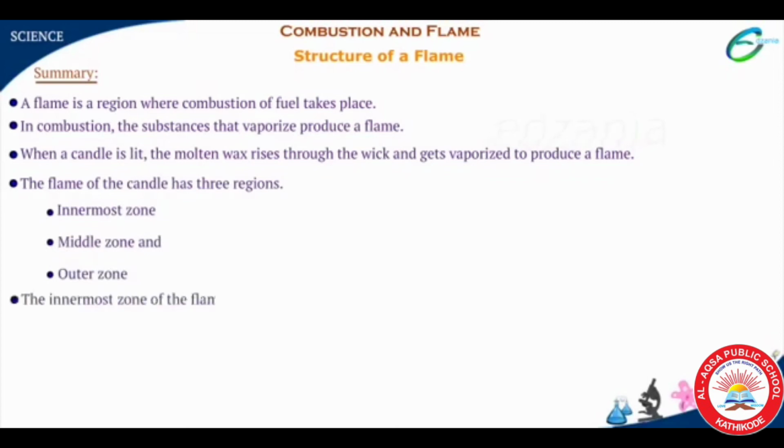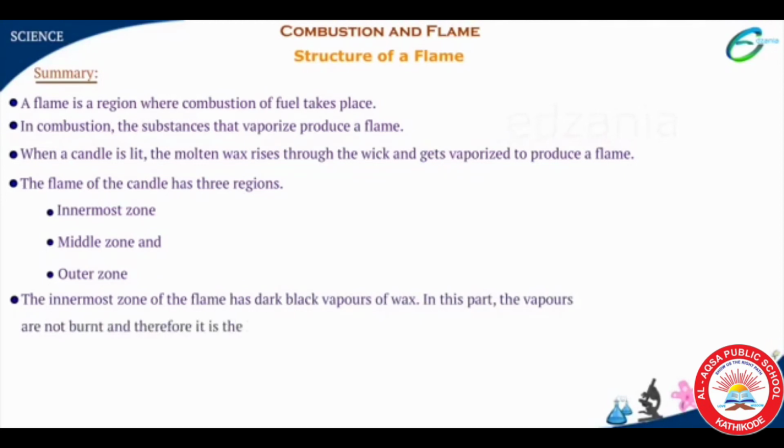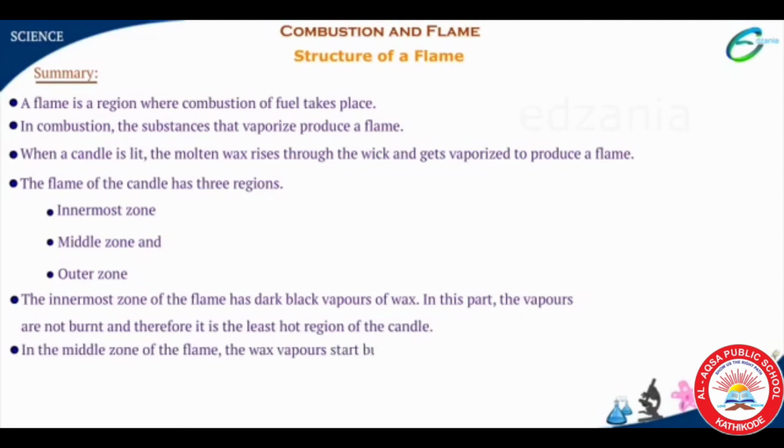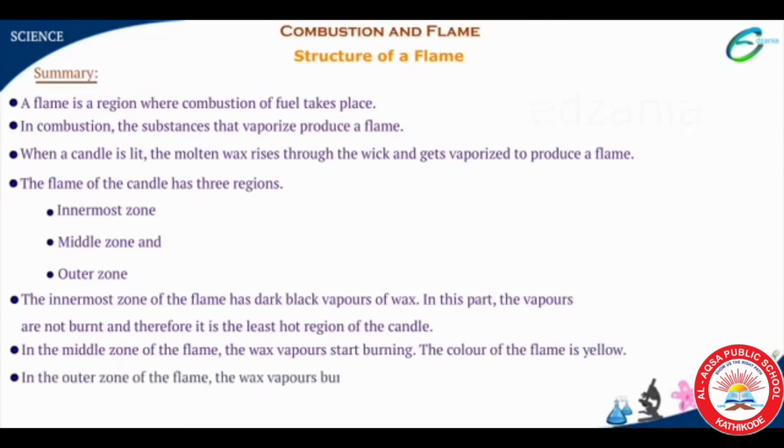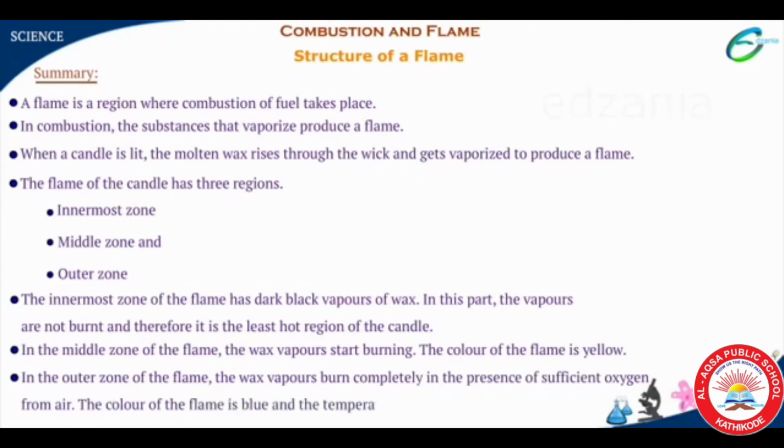The innermost zone of the flame has dark black vapors of wax. In this part, the vapors are not burnt and therefore it is the least hot region of the candle. In the middle zone of the flame, the wax vapors start burning. The color of the flame is yellow. In the outer zone of the flame, the wax vapors burn completely in the presence of sufficient oxygen from air. The color of the flame is blue and the temperature in this region is very high.